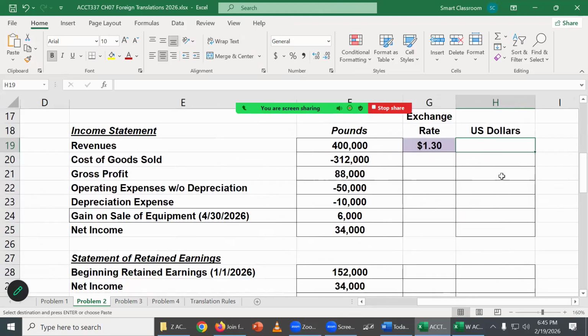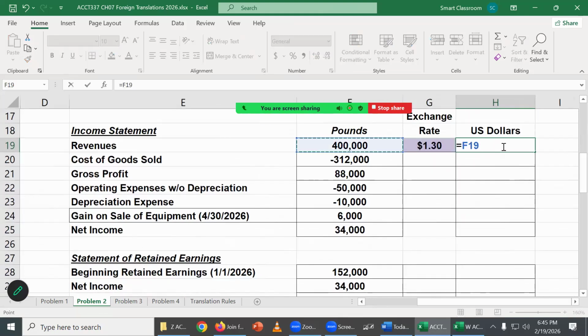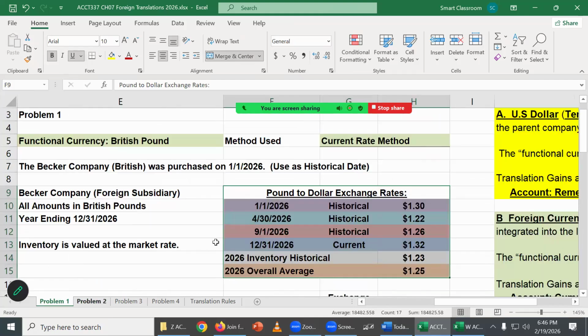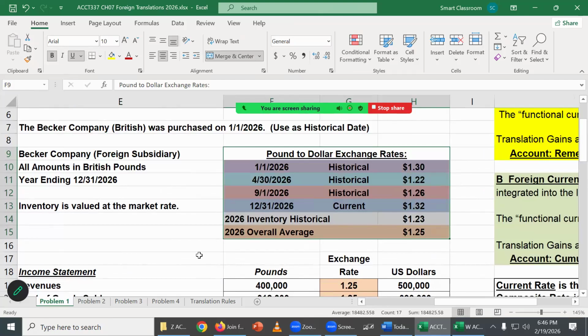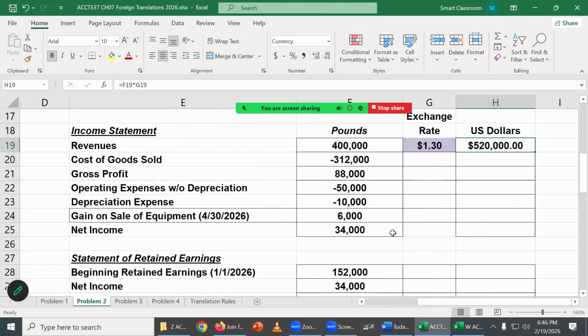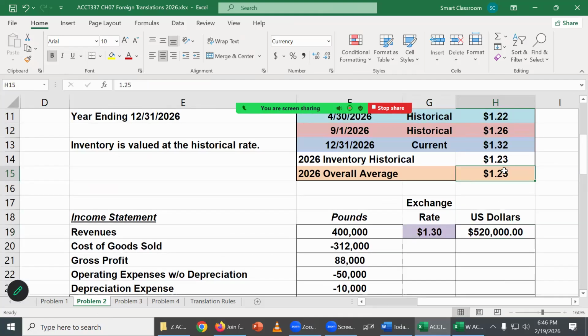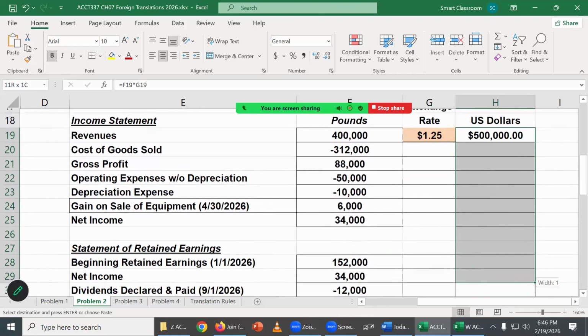Okay, so sales made throughout the year, they're going to be at average, and this should be the same as before. Hey, it's not. What did I do wrong? Yeah, I did it historical instead of average. Thank you. Okay, there we go. And we probably don't need the cents here. Let me get rid of those.